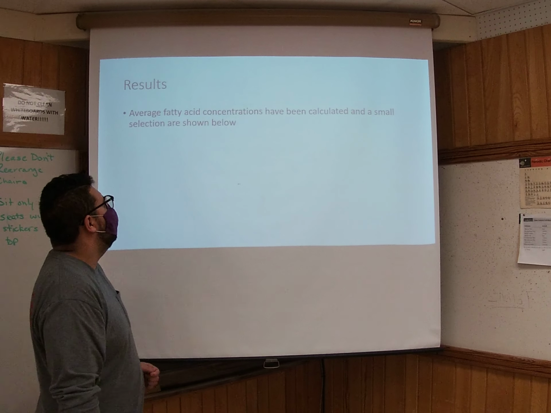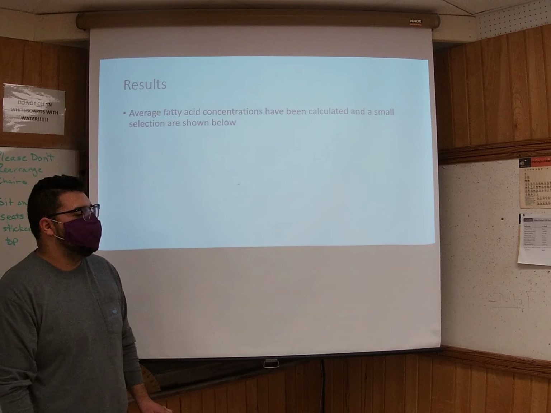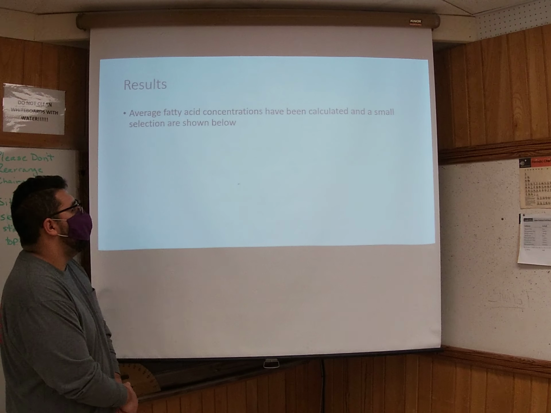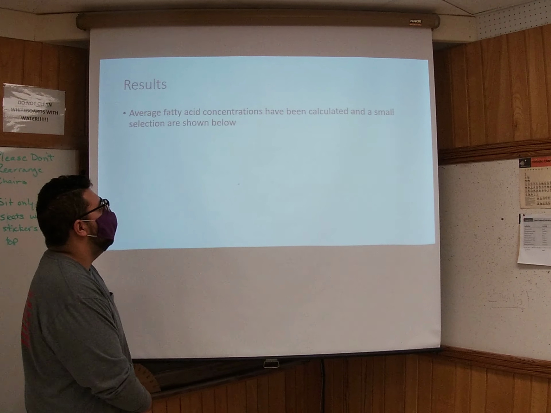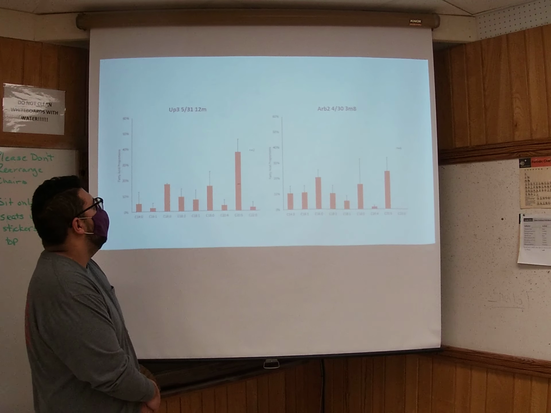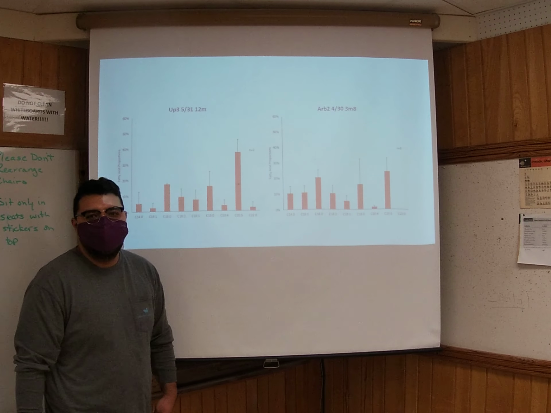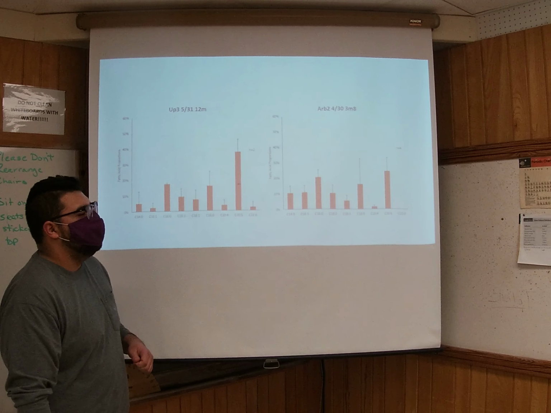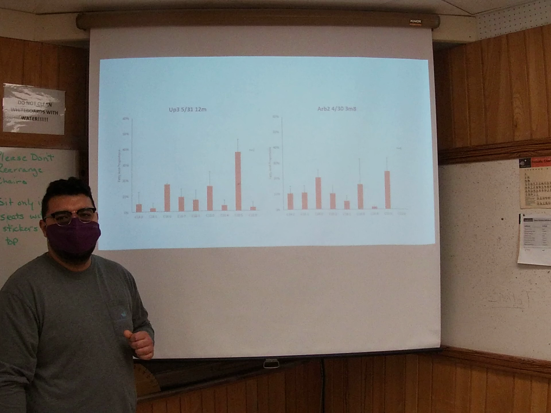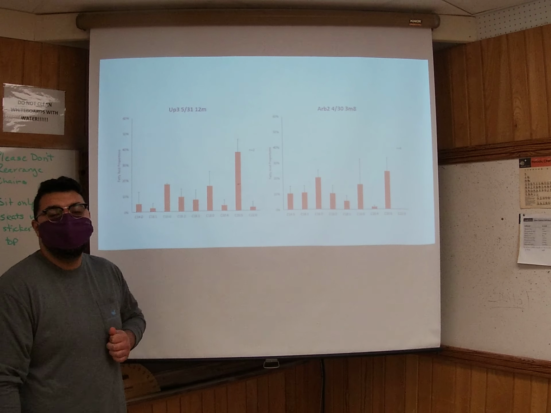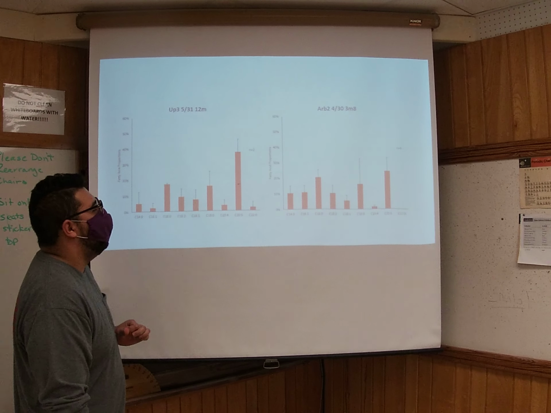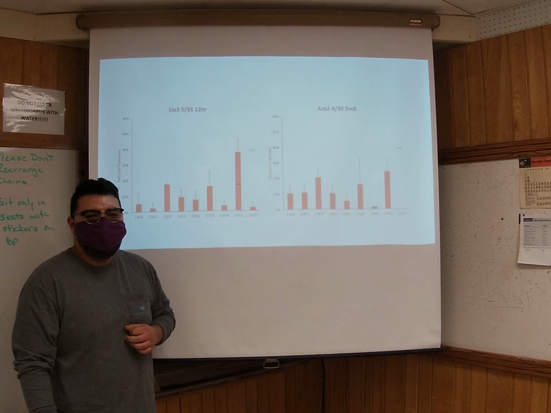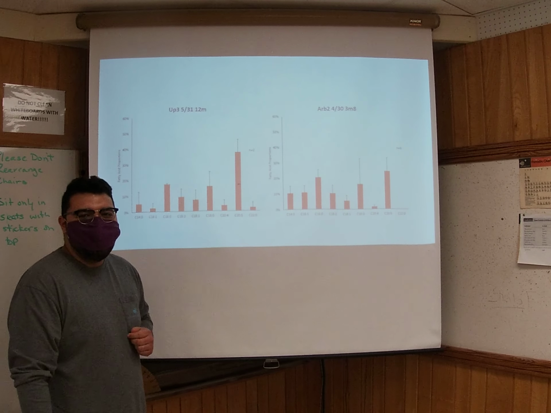We calculated the average fatty acid concentrations of the small number of samples we have, and we have a few figures. Here we have UP3 and R2. UP3 is found in the Upper Peninsula, and then we have R2, which comes from Europe, maybe.